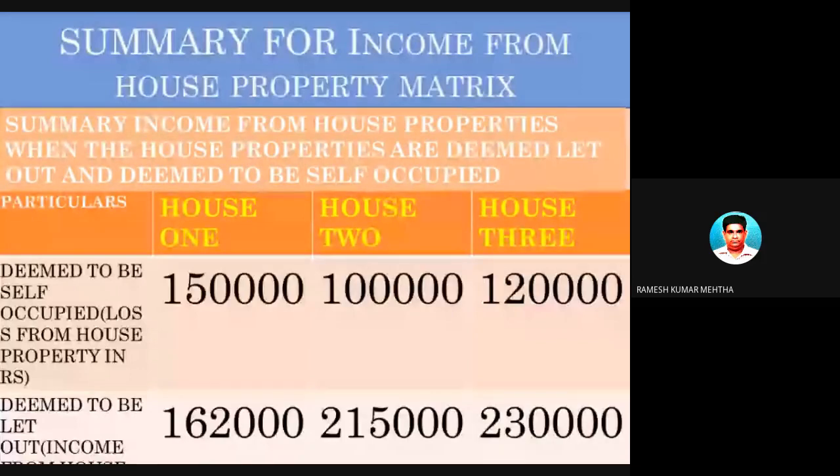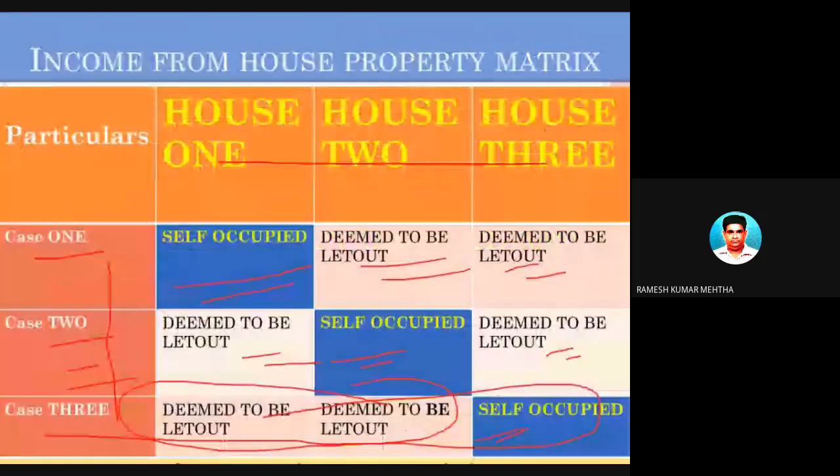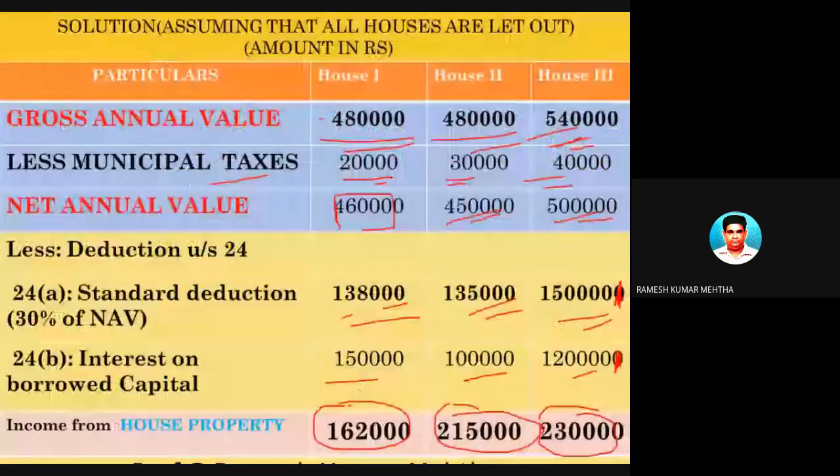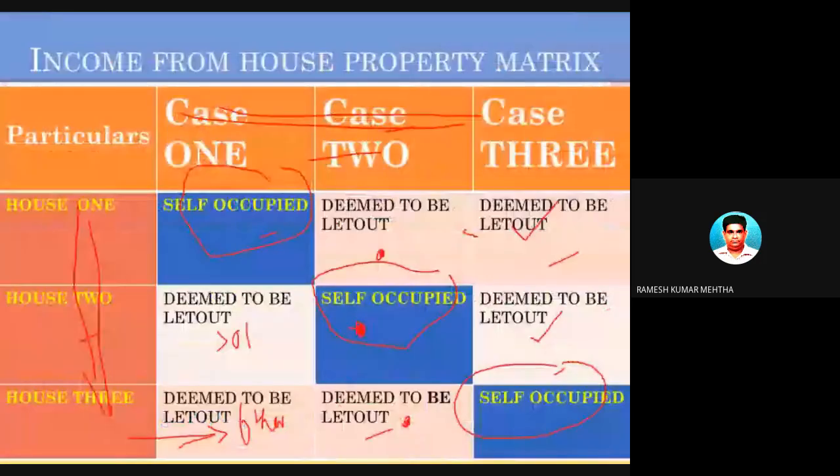So this is the summary. Before we go into the solution, let's take the summary. When all the houses were let out, we found the income from house property to be 1,62,000, 2,15,000, and 2,30,000. You remember? I will show you. So I have written here 1 lakh 62,000, 2 lakh 15,000, and 2 lakh 30,000.